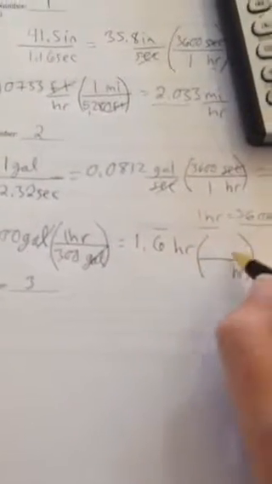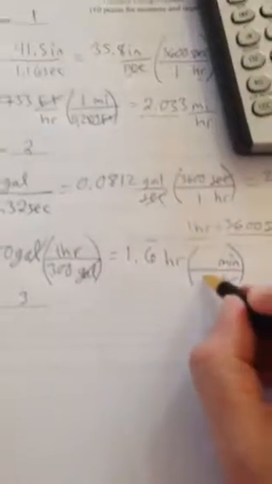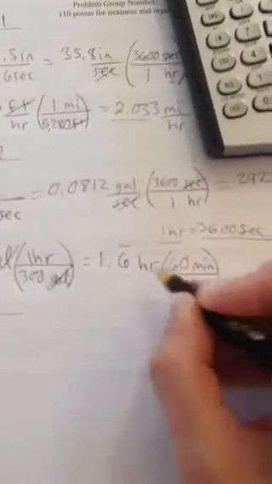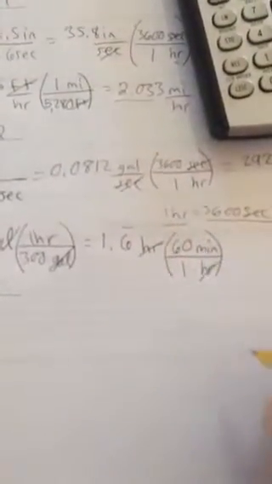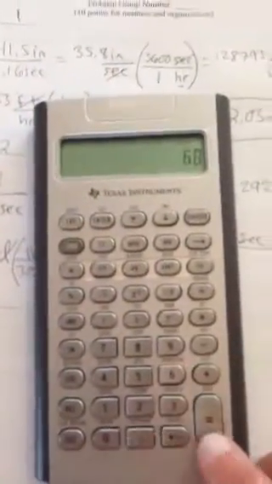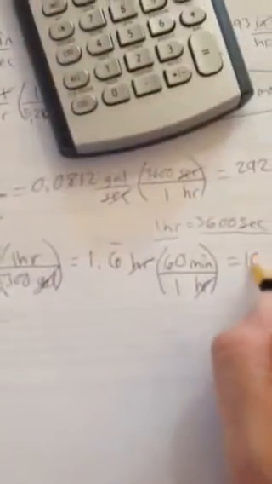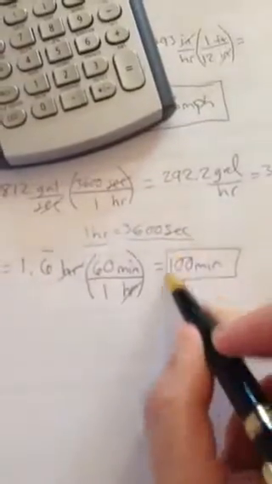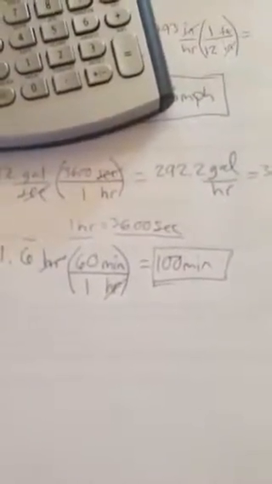So hours goes on the bottom. Minutes goes on the top. For every 1 hour, we have 60 minutes. Cancel out hours. So we're going to multiply our number by 60 to get 100. What a nice number. So out of my sink, it would take 100 minutes to fill 500 gallons, if we want to fill a 500-gallon tank.